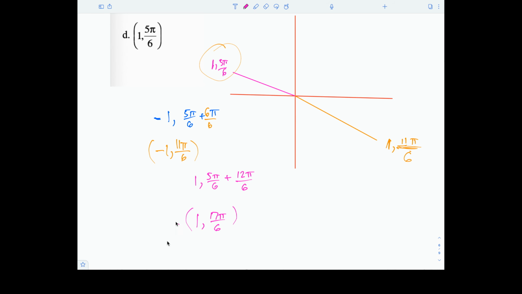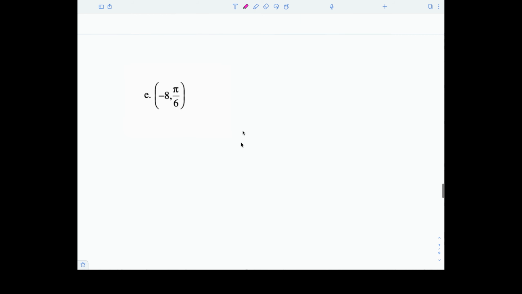And that would be another value for this right here. Okay. All right, let's look at this one. So if I draw this out, now we have negative 8 and pi over 6.